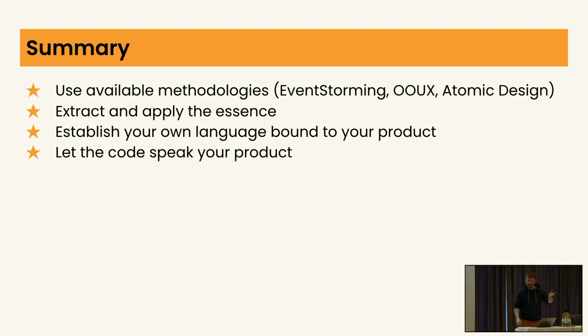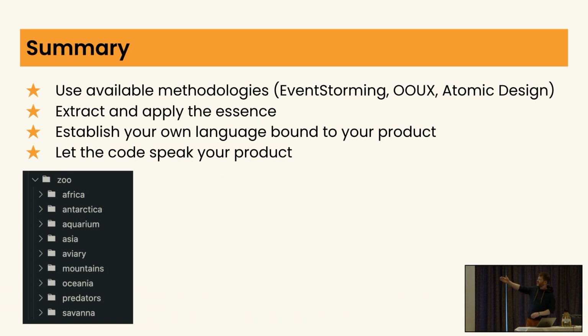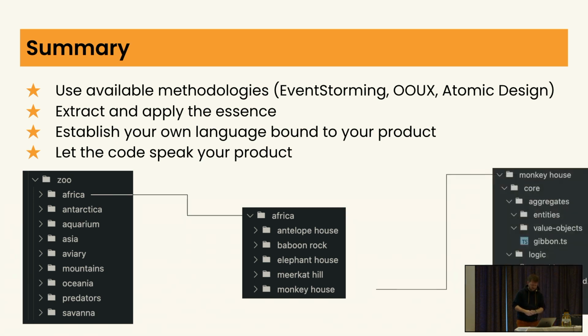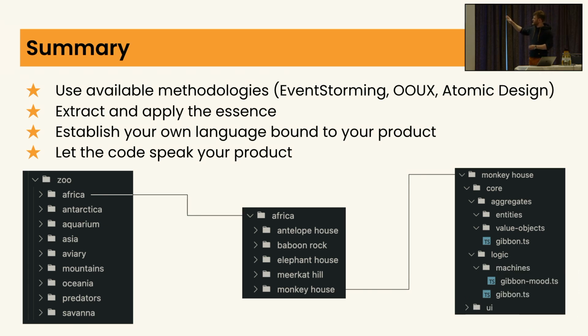So you remember the first screenshots I showed you, where I asked you about the folders and what they let you know about the product. So with this all applied, this is what it would look like now. On the first level, we see the zoo and all of the themed areas. We know what's there. We can zoom in. We see, OK, in Africa, we have all of these compounds here. And if we look into the monkey house, of course, we have the core and the UI. And this is actually where the folder naming gets more technical. Until then, nothing technical, only about the domain.